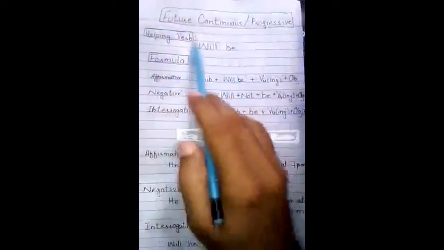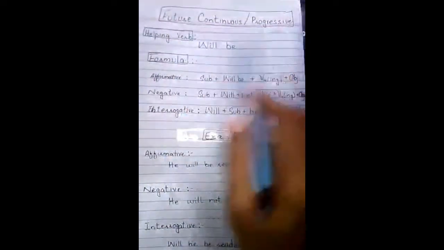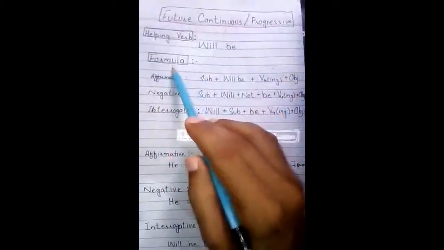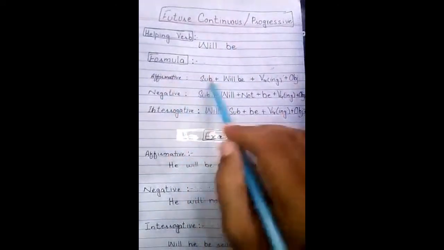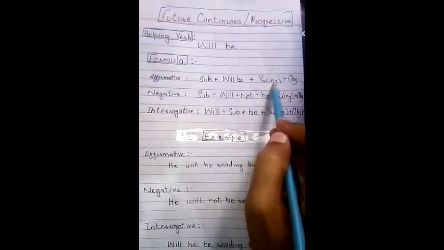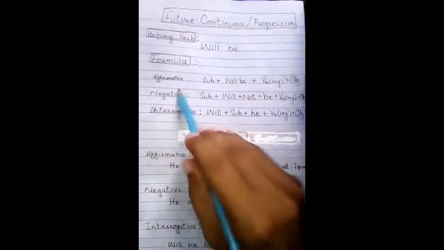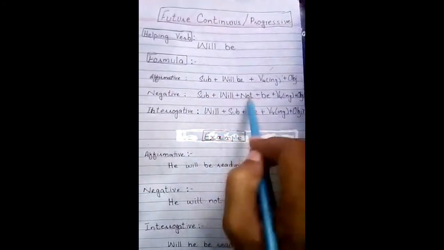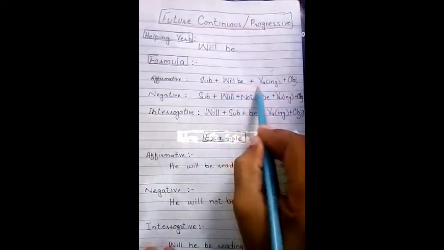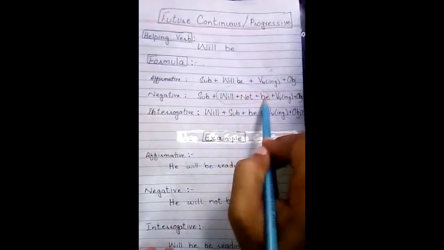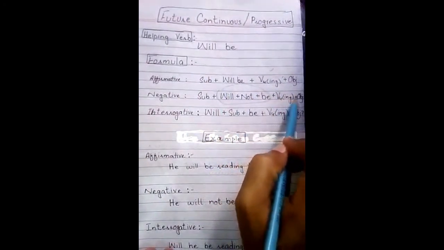Okay students, now I'm going to do future continuous. So students, this is our future continuous or future progressive tense. For the helping verb we use will be in future continuous tense, and its formula is, in affirmative, subject first, then will be plus present participle form or ing form, then object. In negative we use subject, will, not, be. This point is important: we use will first, then not, then be. Then verb form, then object.